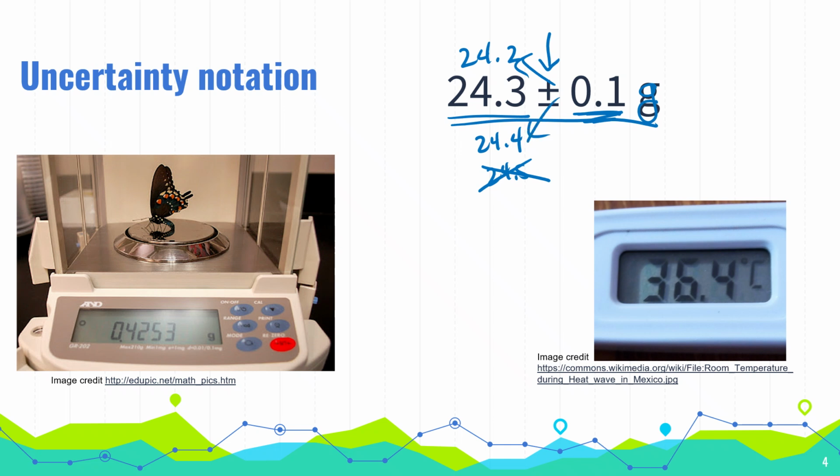We can use our digital equipment and determine what the uncertainty is two ways. Number one, there's going to be a sticker somewhere on your piece of equipment that tells you what the uncertainty is. The other way for our digital equipment is that we can look at the measurement. The last digit, the last place value in our digital equipment, is going to give us the uncertainty.